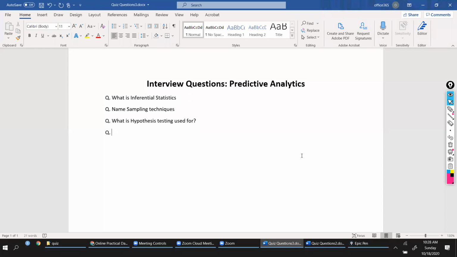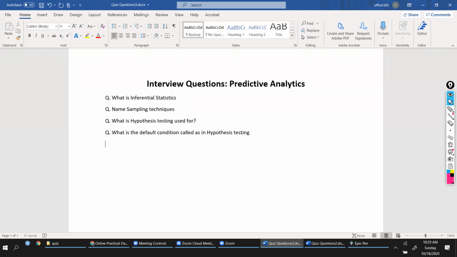Now, when we talk about hypothesis testing, we immediately have to talk about inferences, or I should say hypothesis statements. By default, what is the default condition called in hypothesis testing? Null hypothesis, very good.